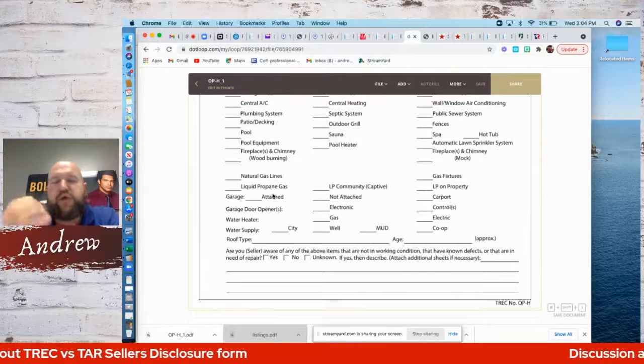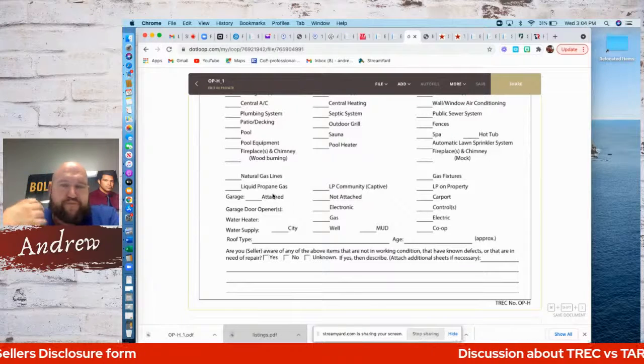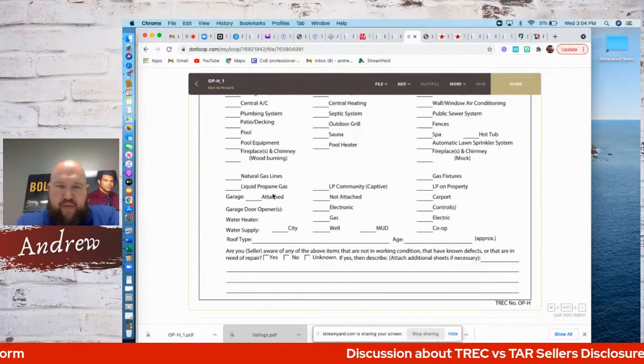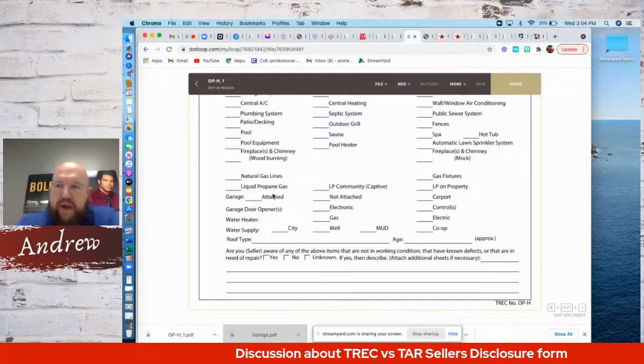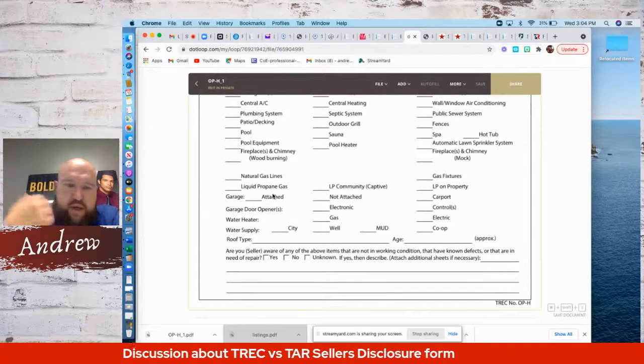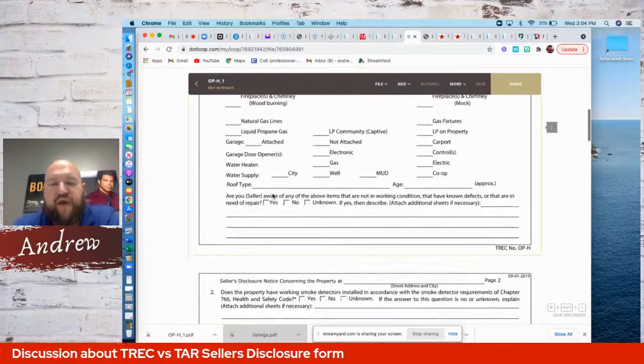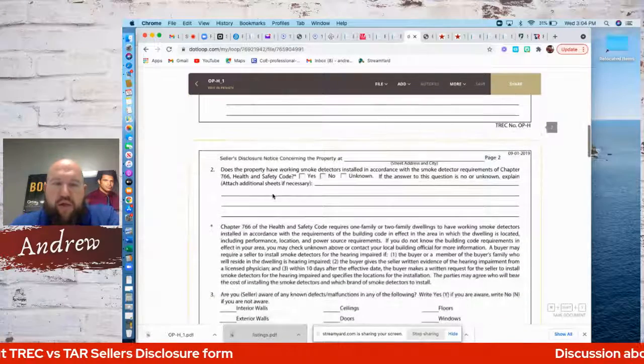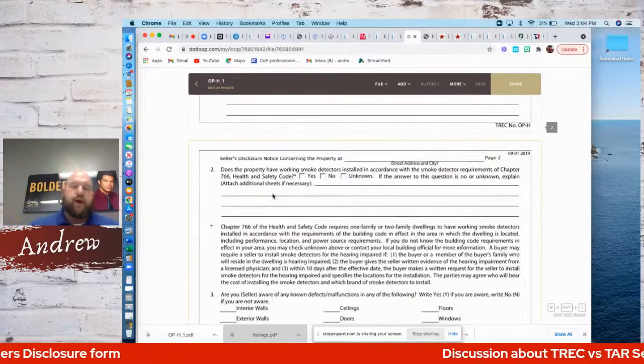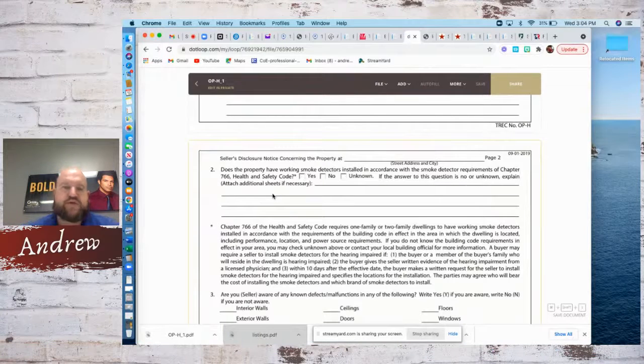You're going to put yes or no, and then you're going to describe what's not working. So in the situation, if you have pool equipment and you know that the pool heater is not working, you would put pool heater does not work or something to that effect, so it's known. Then we're going to be talking about the property having working smoke detectors in that section.